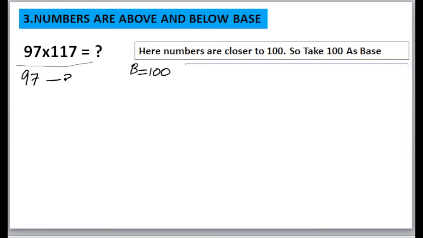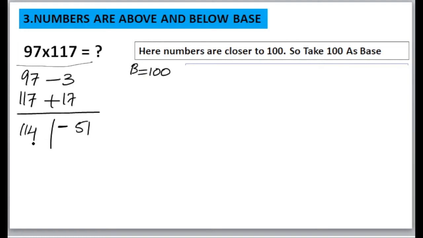97 is 3 less than 100 and 117 is 17 greater than 100. Here we have mixed numbers because one is above and one is below the base. In the RHS, you will have a negative symbol because 17 into minus 3 is equal to minus 51. So your RHS has negative terms. You cannot combine this RHS with the LHS, so we should use a different approach. Here 117 minus 3 is your LHS. 97 plus 17, or 117 minus 3, both are 114.